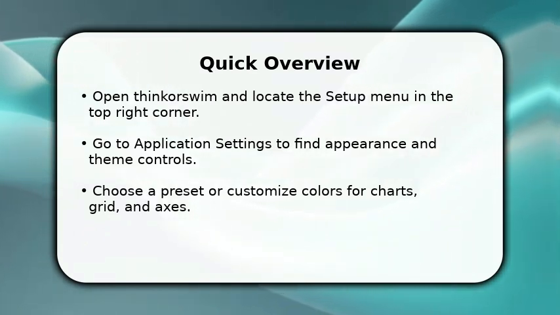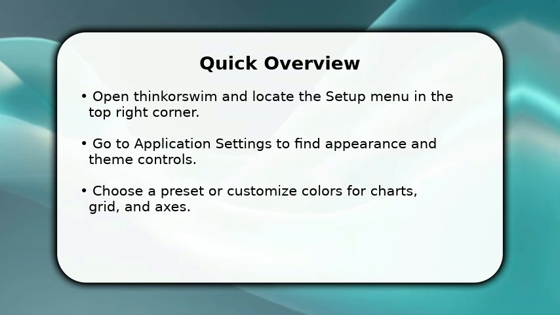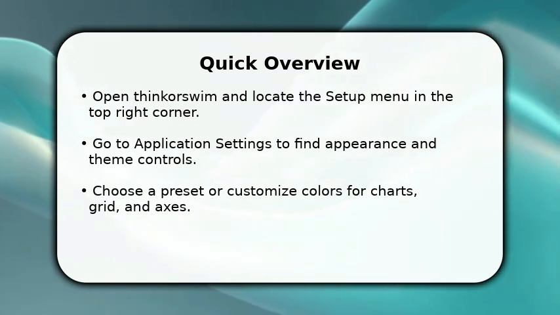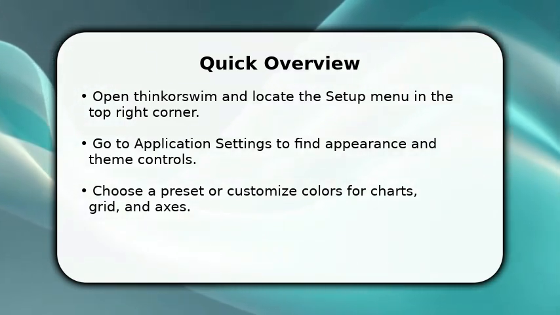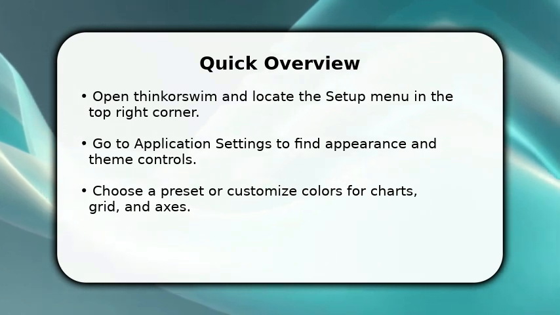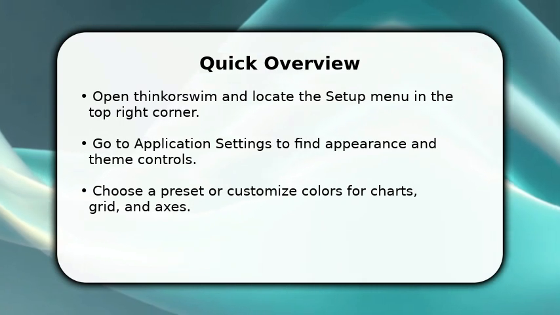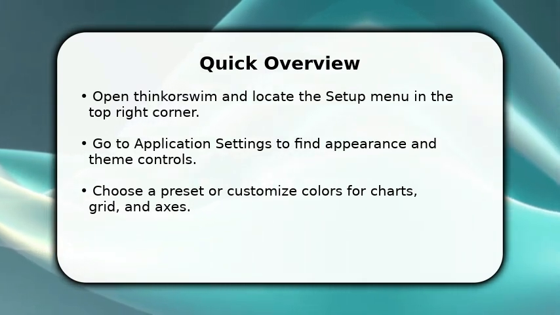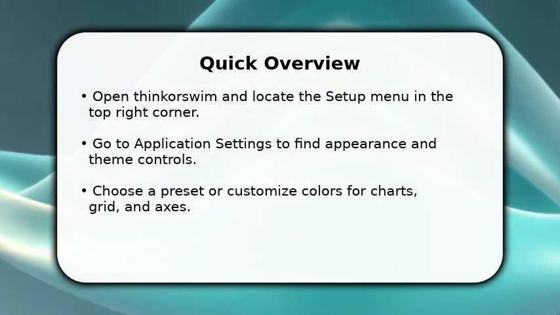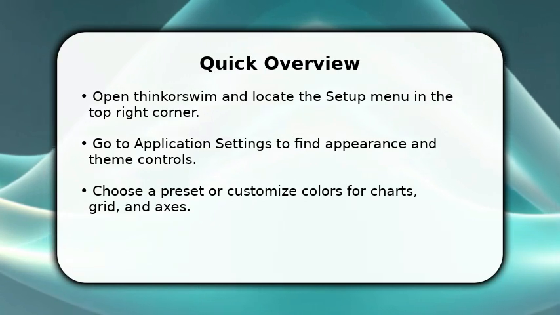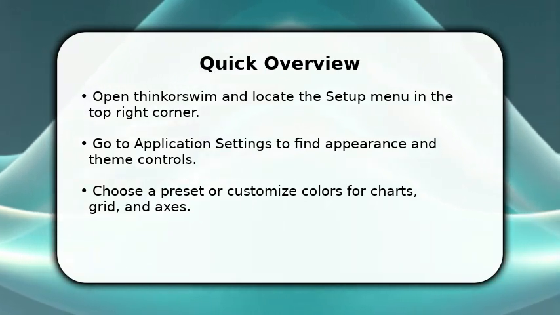Open Thinkorswim and click Setup in the top right, then choose Application Settings to access appearance controls. Navigate to the Look and Feel or Theme section, pick a preset or create a custom palette, and adjust chart background, grid, and axis colors. Save your changes and restart the platform if needed to ensure the new background applies correctly.